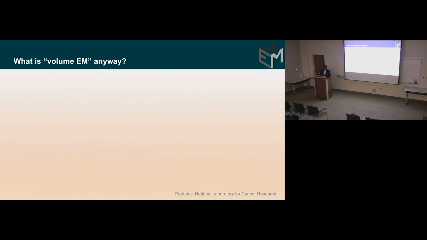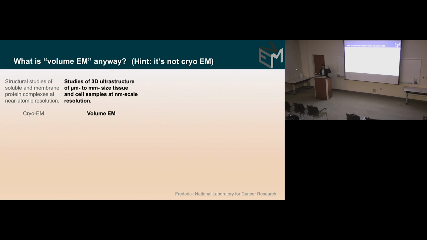Okay, so what is volume electron microscopy anyway? The first thing I tell everybody is that it's not cryo-EM. So we did not win the Nobel Prize in 2017. That was cryo-EM, which is looking at the structure of individual proteins at angstrom level resolution. What volume EM is, it's the study of three-dimensional ultrastructure of micron to millimeter-sized cell and tissue samples at nanoscale resolutions.